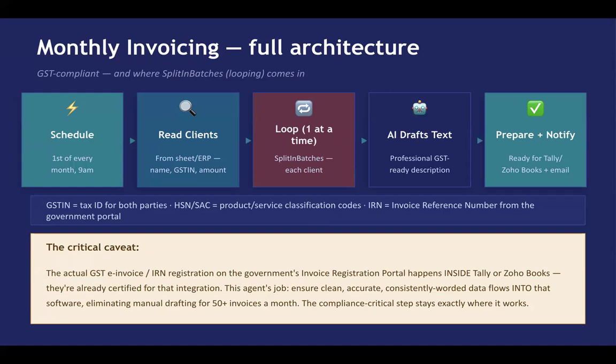The important thing here is that the actual GST, getting the IRN from the government's portal, happens inside Tally or Zoho Books or whatever service you're using, because those platforms are already built and certified for that integration. So what the agent does is ensure a clean, accurate data flow into that software.